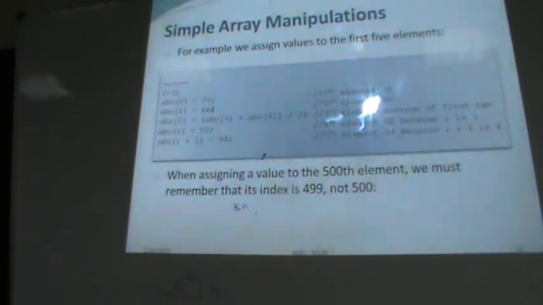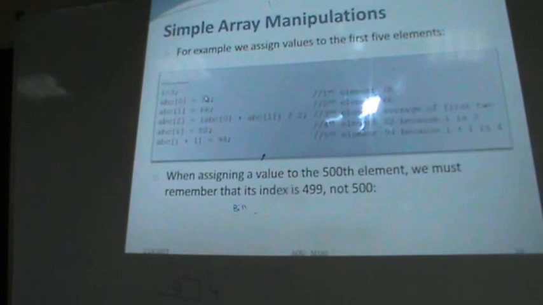Okay, if we have an array of 500 elements, the first element is at index 0 and the last element is at index what? 499.